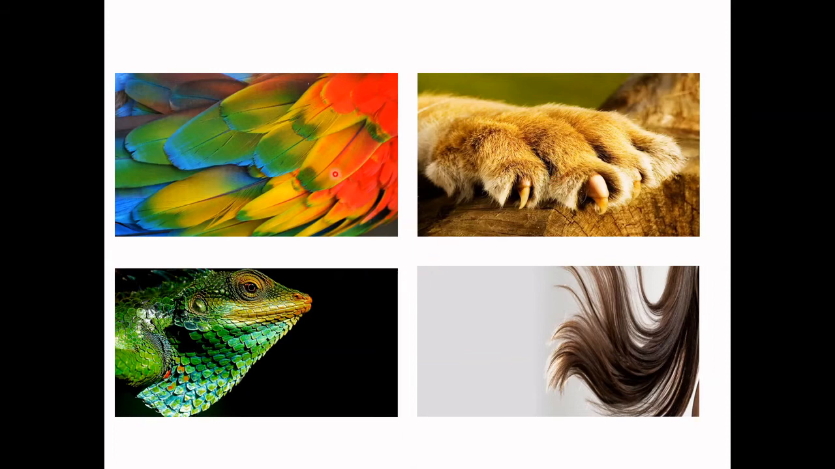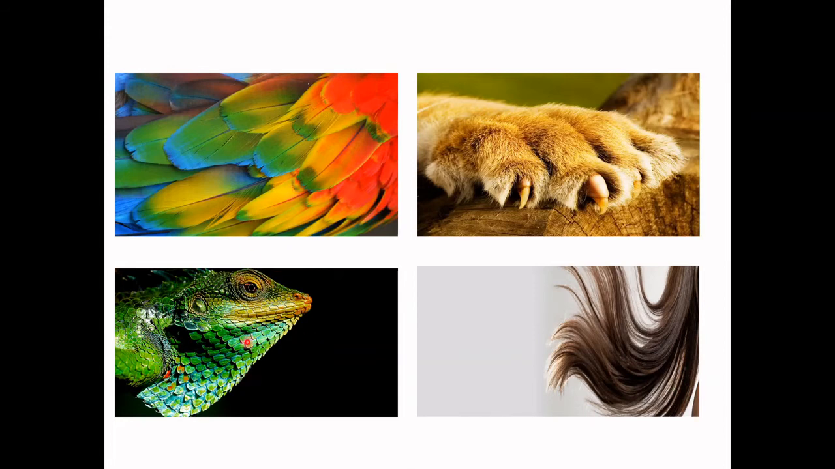Now these two, the feather and the scale, are made up of the same substance, the same fibrous protein. It's called keratin. The claws and the hair are made up of the same protein, also called keratin. So both of these are made up of keratin, but there are different types of keratin.